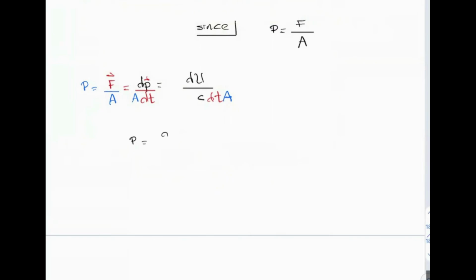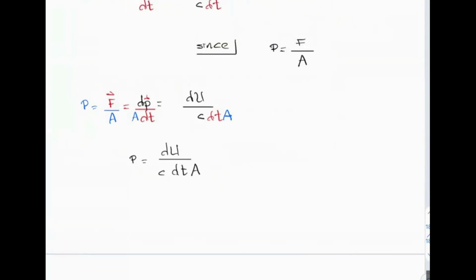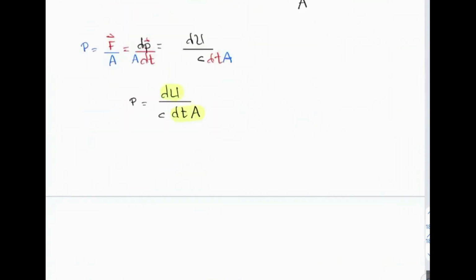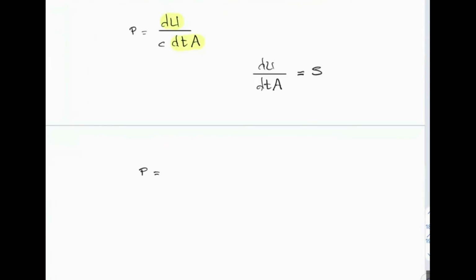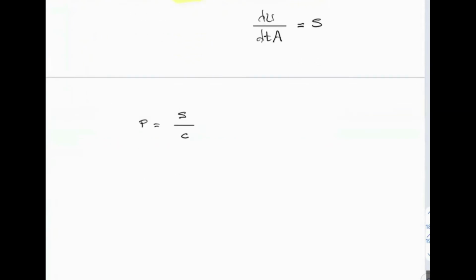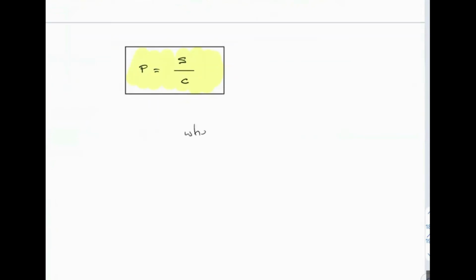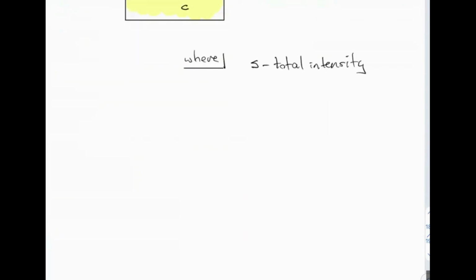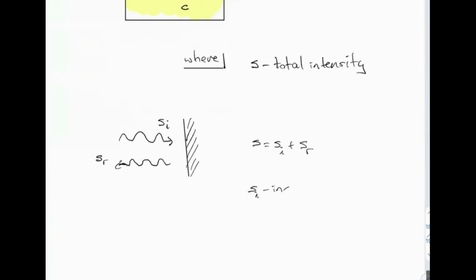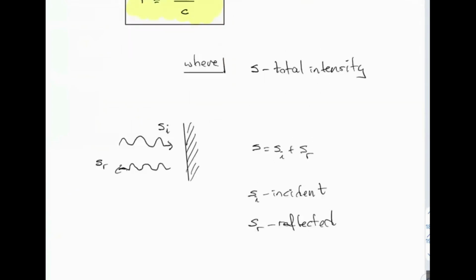And the radiation pressure can be expressed in terms of the highlighted terms. Highlighted terms represent the intensity. So the intensity of light divided by the light speed is going to give us the radiation pressure. So that's the amount of force that the light is going to exert on a given surface area. S represents the total intensity. So it's going to be a combination of the intensity of the incident electromagnetic wave and the reflected electromagnetic wave.